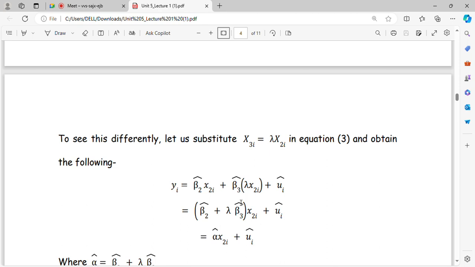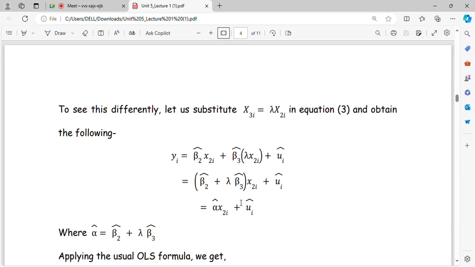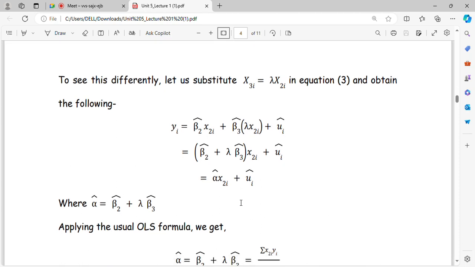So what we are getting is that yi equals (beta 2 hat plus lambda beta 3 hat) times x2i plus ui hat. Now in place of beta 2 hat plus lambda beta 3 hat, we can write alpha hat, because beta 2 hat plus lambda beta 3 hat are all constants, right? That means what we actually got is basically a linear regression model with one explanatory variable, yi equals alpha hat x2i plus ui hat.